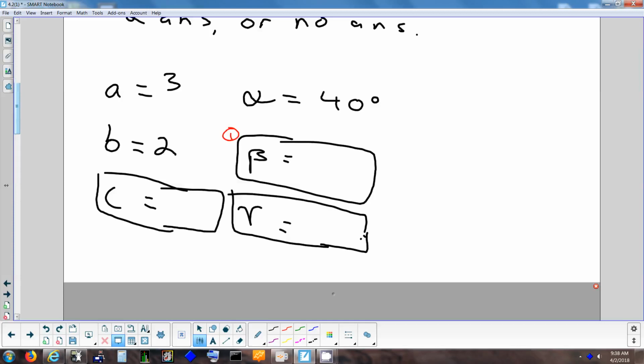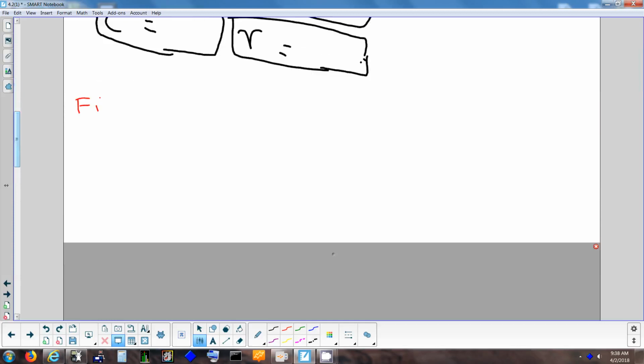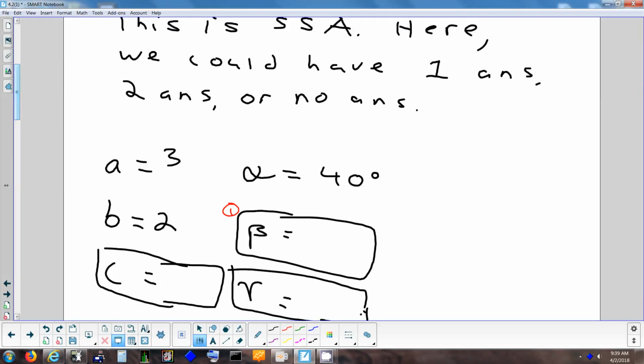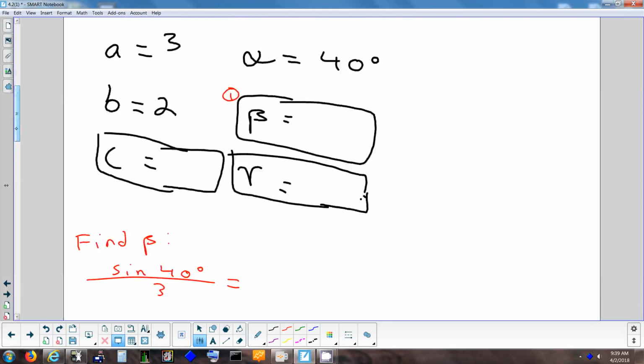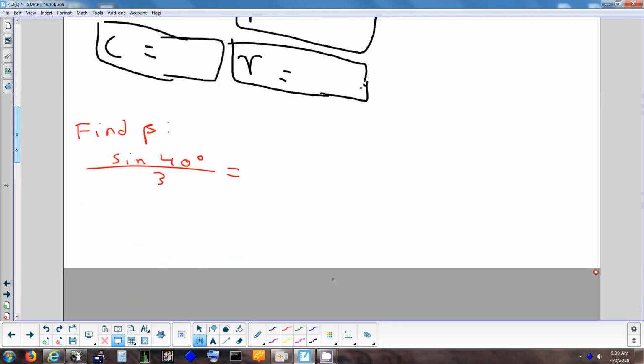All right, so we'll set it up just like we always do. Row 1 is the important row. It's got everything in it. So sine 40 over 3 equals sine beta over 2. Now, before we even go any further, if you look at that, there's something different about this. There's a lot of things different about this type of problem, but did anybody notice where the variable is this time compared to where it was before?